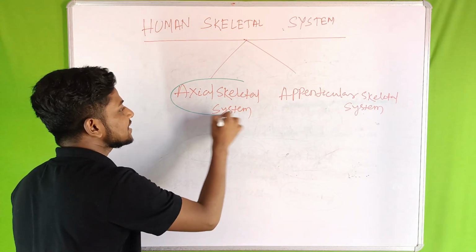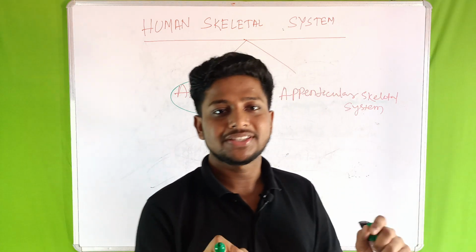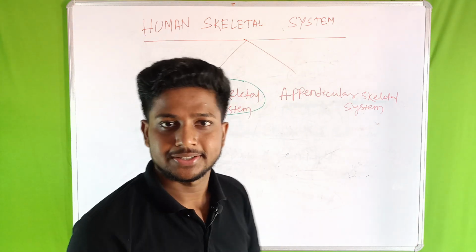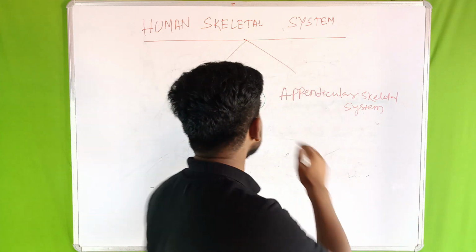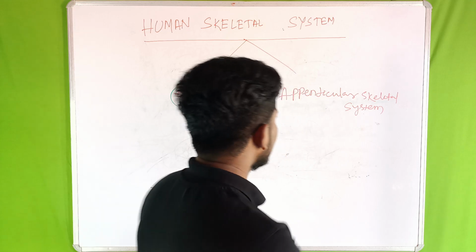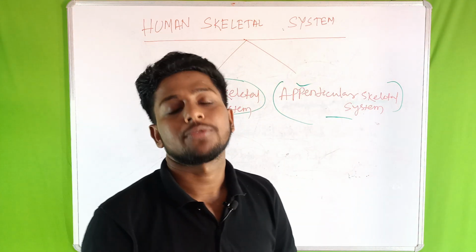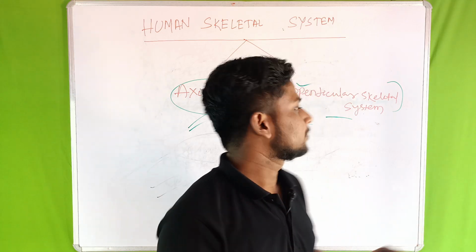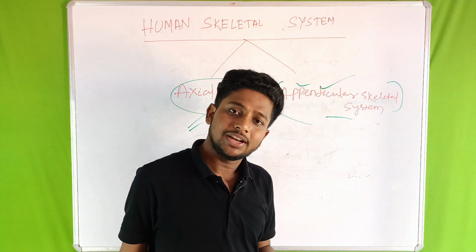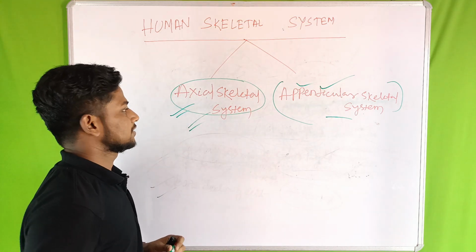First we know what the axial skeletal system is. Axial means the bones which are present in the body's long axis. Those bones are called the axial skeletal system. Appendicular skeleton means the bones which append to the body, that is, join to the body. So first we are going to the axial skeletal system.